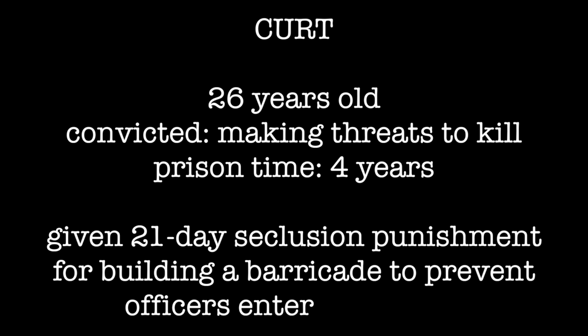Kurt is a 26-year-old British male who is convicted of making threats to kill people, and he's given a 4-year sentence in prison. He was also given 21 extra days of punishment for building a barricade to prevent officers entering his cell. That's apparently how the law works in the UK, and I found out about it like 2 days before we started shooting. Okay, back to the video.